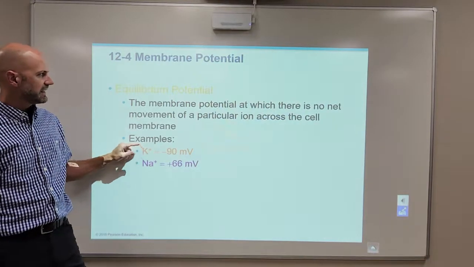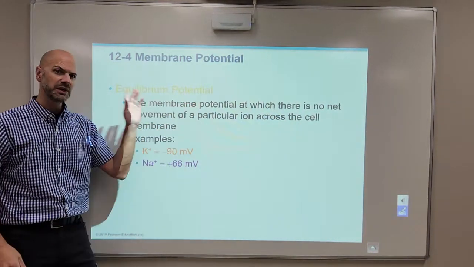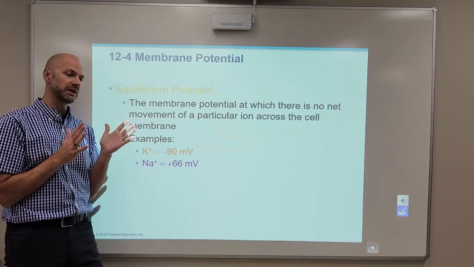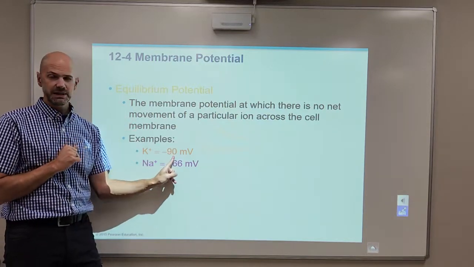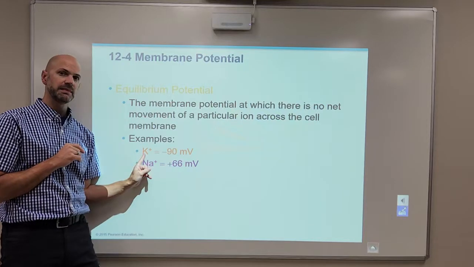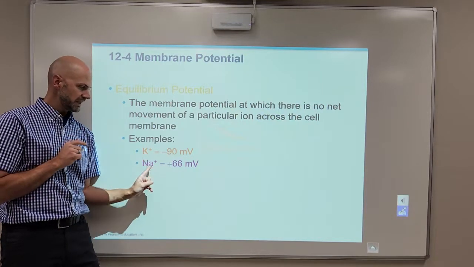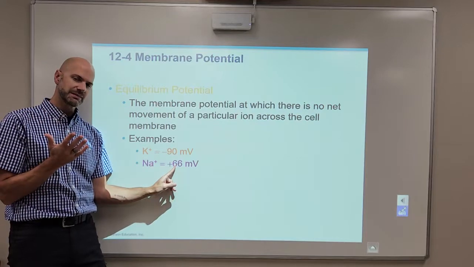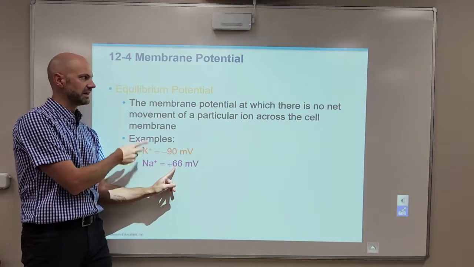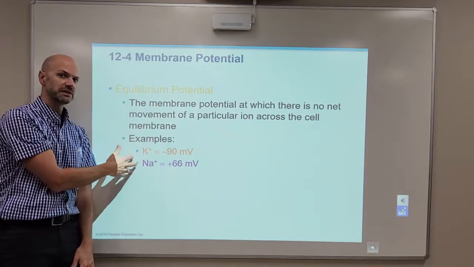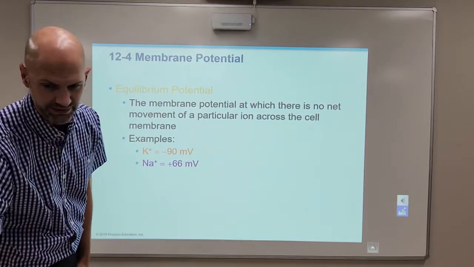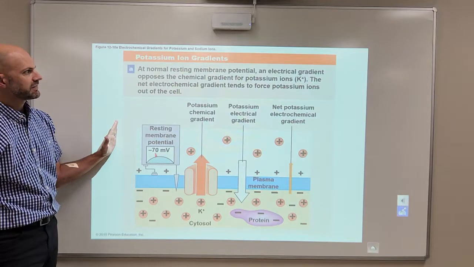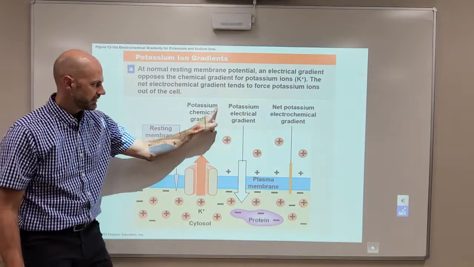So potassium is said to have an equilibrium potential. That is, if we allow these ions just to move freely across the membrane, as they will, this is the membrane potential that potassium will achieve, and sodium will achieve plus 66. Why is that? Why are these the equilibrium potentials for these ions? Let's look closely at that. First, let's start with sodium. Potassium. Starting with potassium.